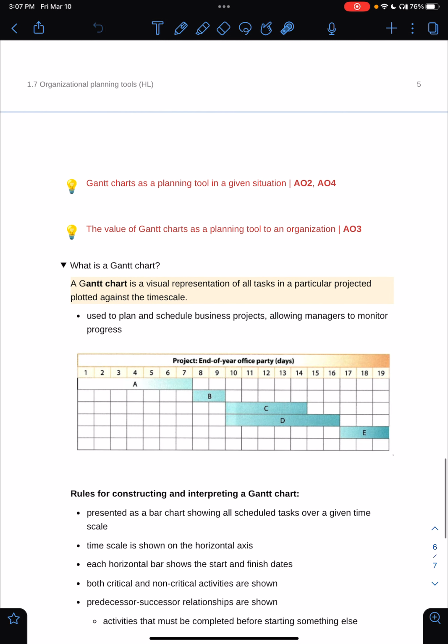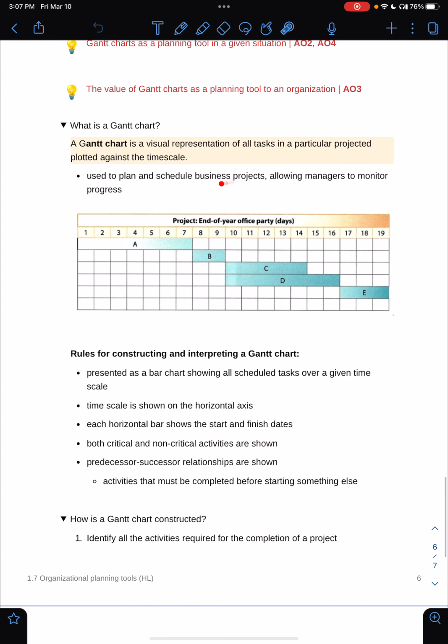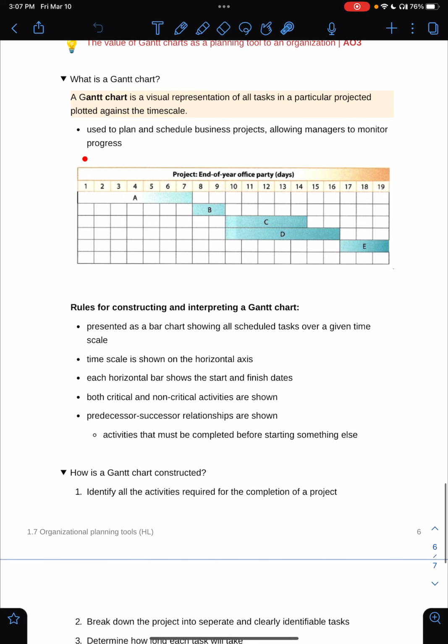The last organizational planning tool we'll be looking at is a Gantt chart. So a Gantt chart is a visual representation of all tasks in a particular project plotted against the timescale. It is used to plan and schedule business projects, allowing business managers to monitor progress. So this is an example of a Gantt chart, and the project the company wishes to achieve is to have an end of year office party.